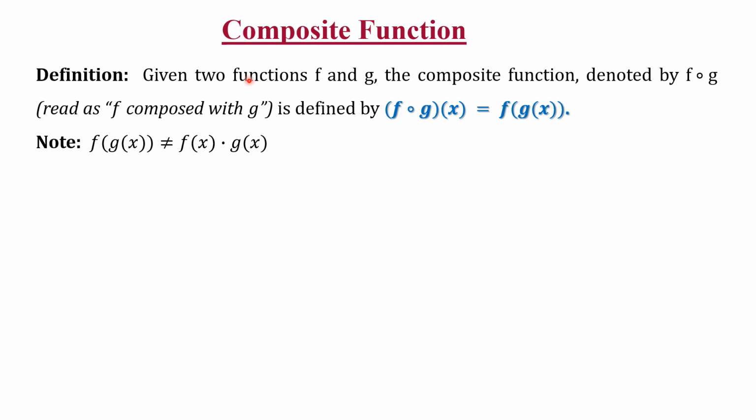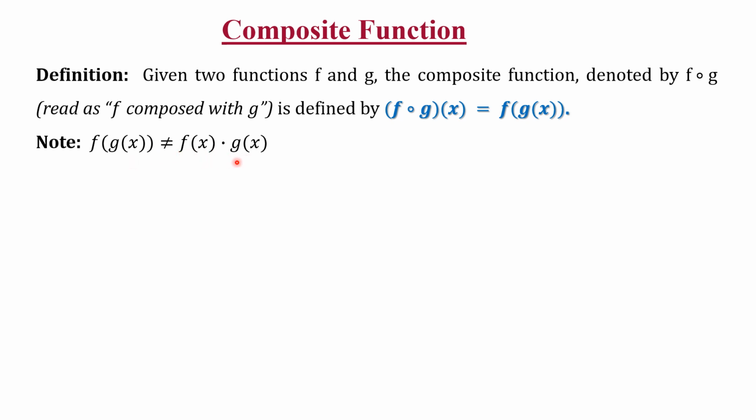In this video, we will explore composition of function. Given two functions f and g, the composite function is denoted by f circle g, read as f composed with g. And this composition can be written in this way. Note that composition of function f of g is not equal to the product of two functions.